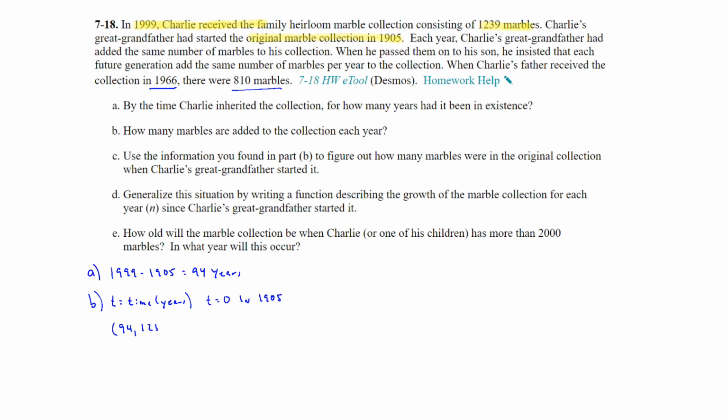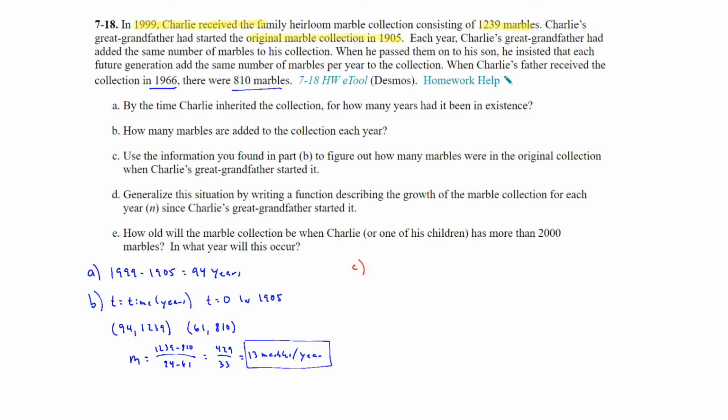There were 1,239 marbles. And then in the year 1966, how many years, 66 minus 5 would be 61. So 61 years it was in existence, and there were 810 marbles. And so we should be able to find the rate of change, the change of y over the change of x, and that's going to give us how many marbles were added each year. And so if I subtract 1,239 minus 810, I get 429. 94 minus 61 is 33. Take 429 divided by 33, and that means 13 marbles per year, because it's over 1. So how many marbles were added to the collection each year? 13. Moving on to part C.